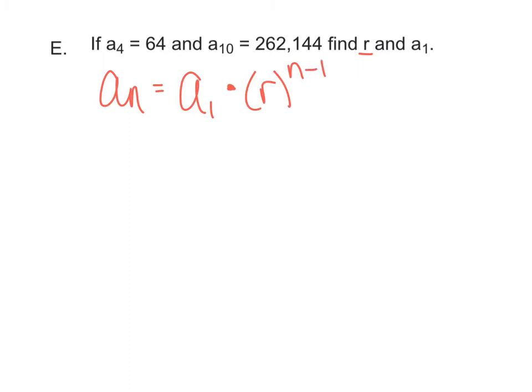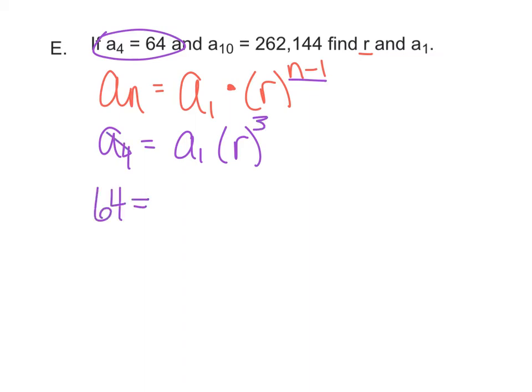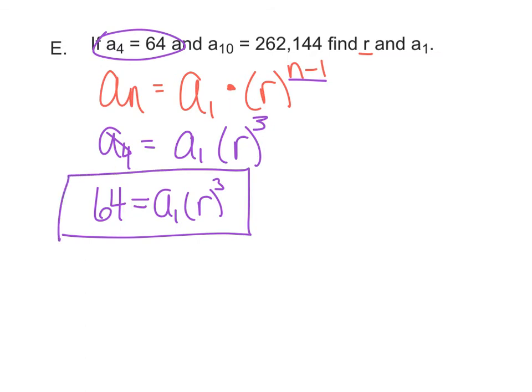Now you'll notice I don't have the first term and I don't have the ratio. So all I can do is use these two pieces of information. I can say a sub 4 equals a sub 1 times the ratio, and again I'm going to do that 4 minus 1 in my head to get 3, and I know a sub 4 is actually 64. So 64 equals a sub 1 r cubed. Okay, and I'm going to box it in. I can't go any further. That's as far as I can go with that term.